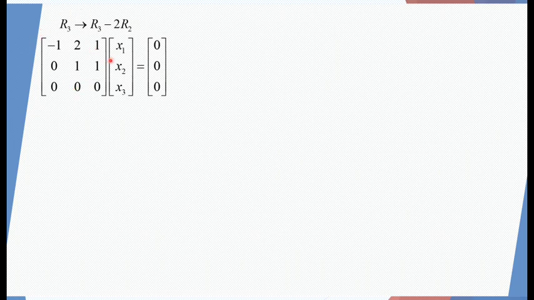So the number of non-zero rows is 2 and the number of unknowns is 3. So the rank of the matrix is 2 and the number of unknowns is 3. So this is the case of consistency and an infinite number of solutions exists, that is, a non-trivial solution exists. The difference is 1, so we can take one scalar in this particular case. Rewriting this matrix in the form of equations, we get minus x1 plus 2x2 plus x3 equals to 0 and x2 plus x3 is equal to 0. Let this be equation number 1 and this be equation number 2.